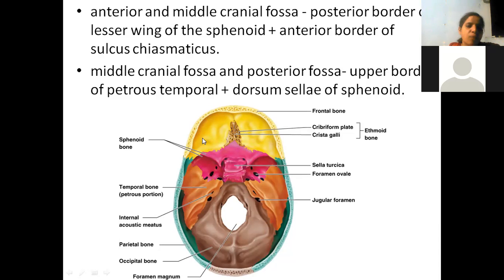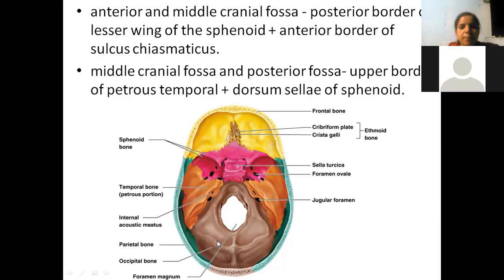Okay, so that is one. Then anterior cranial fossa is also showing a part of sphenoid bone, which is shown in pink color for our convenience here. So that is all anterior cranial fossa. Then anterior and middle cranial fossa you are finding here. Middle cranial fossa you are finding sphenoid bone and also the temporal bone, both are participating, of course many other bones. So anterior and middle cranial fossa, this is the posterior border of the lesser wing of the sphenoid bone. Now this area would be sulcus chiasmaticus.